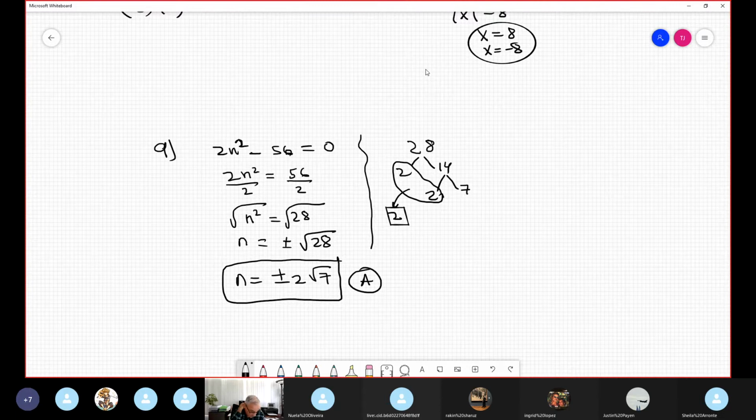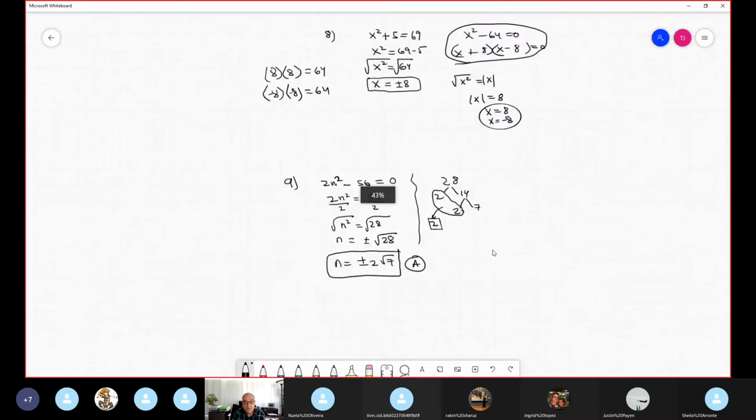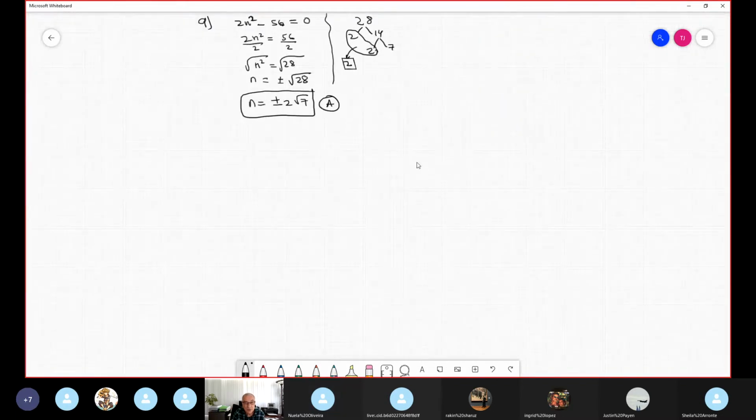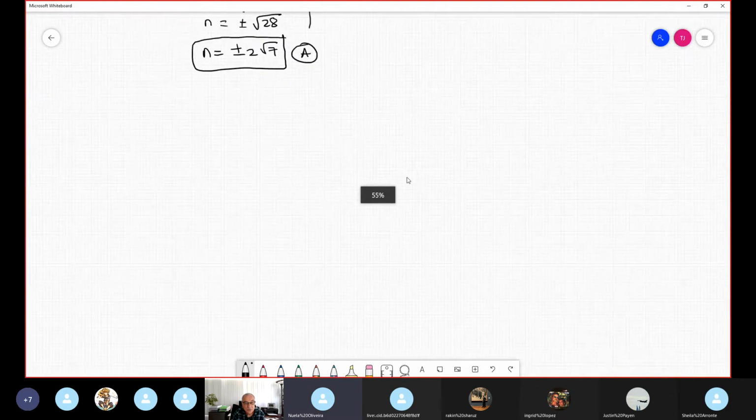Find the non-real complex solution. Okay. It's easy, eh? You remember this in high school, no? A little bit. Yeah, a little bit.